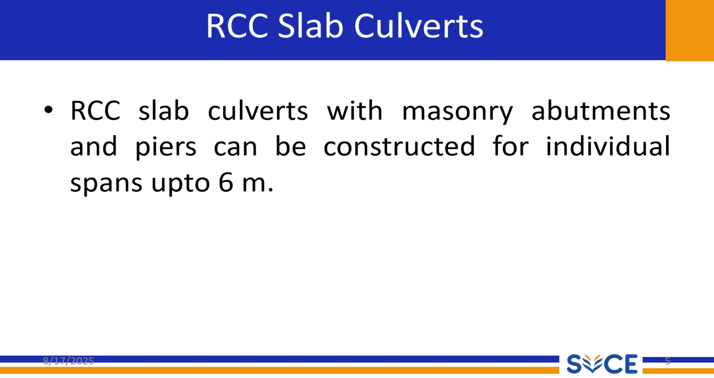RCC slab culverts are easy to construct with locally available materials like cement, sand, aggregate, and steel. They also require less maintenance compared to stone slab culverts, and provide a smooth riding surface for the vehicles. Because of their strength and serviceability, they have largely replaced traditional stone slab culverts in modern construction. This RCC slab culvert with masonry abutments and piers can be constructed for individual spans up to 6 meters.